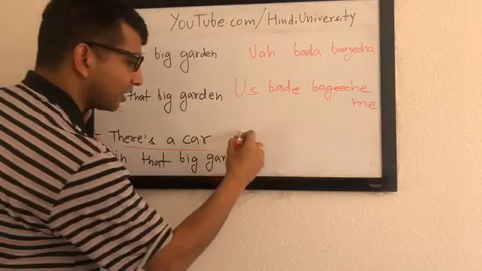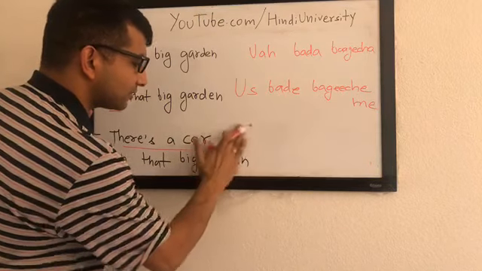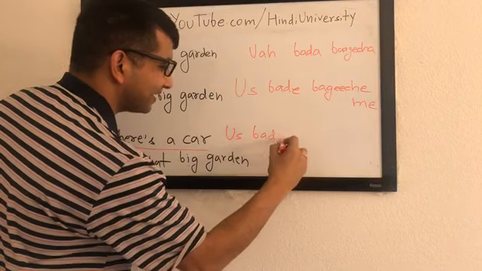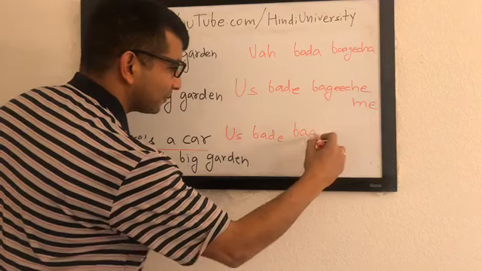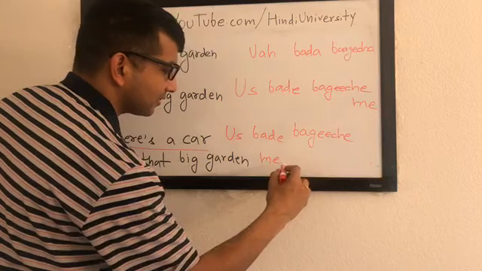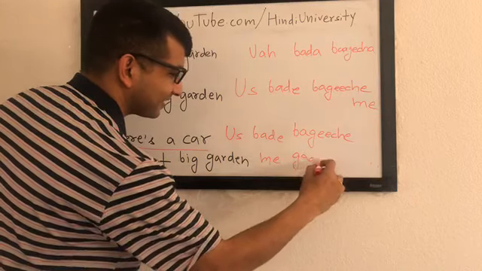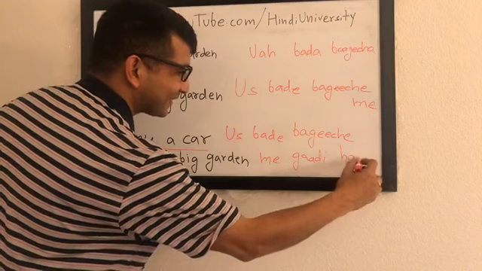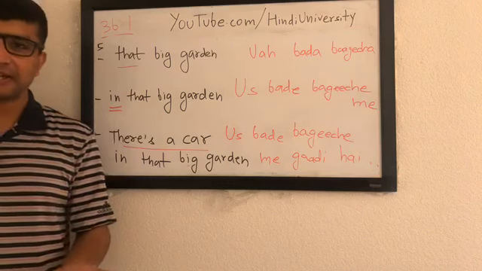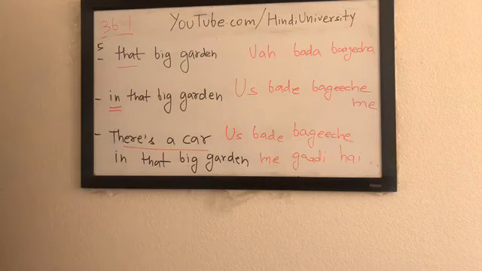गाड़ी है. Awesome. So how will you say उस बड़े बगीचे में गाड़ी है. That's it. Oh, yes. What is the problem? Right? That's it. उस बड़े बगीचे में गाड़ी है और उस बड़े बगीचे में कार है.